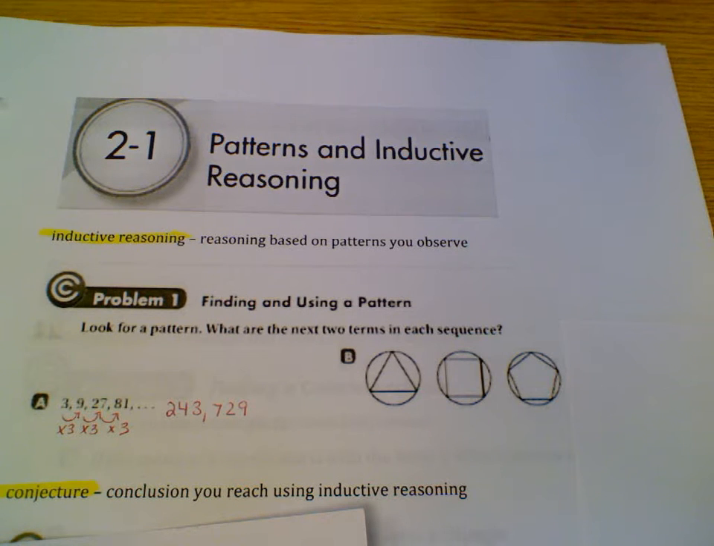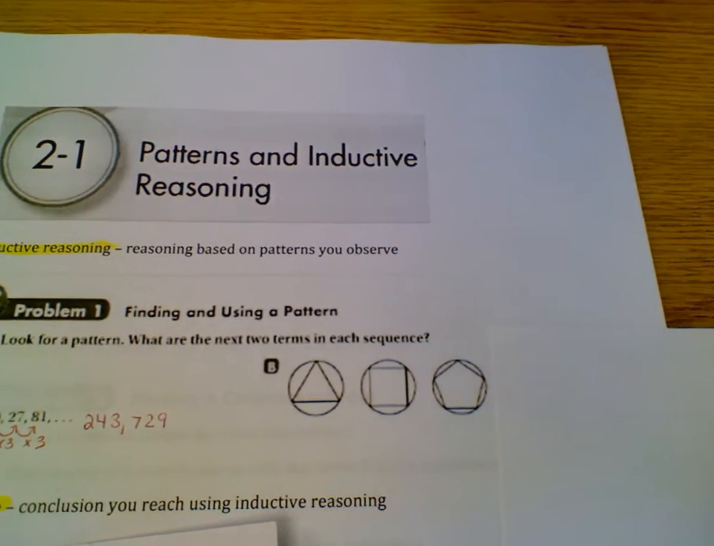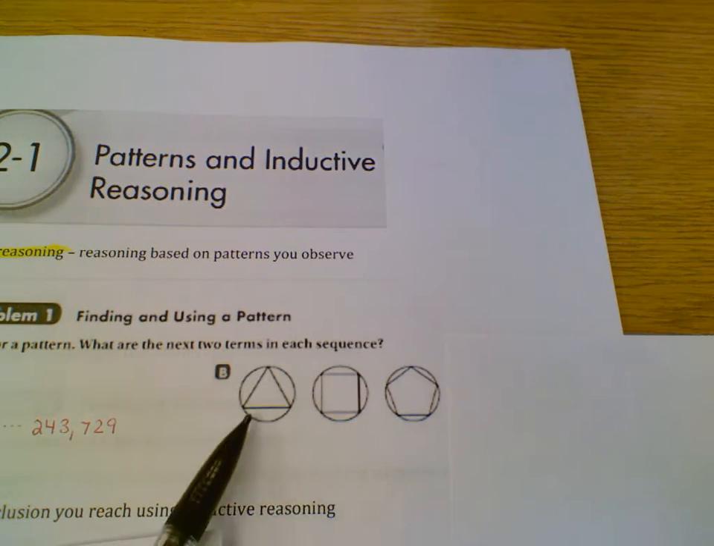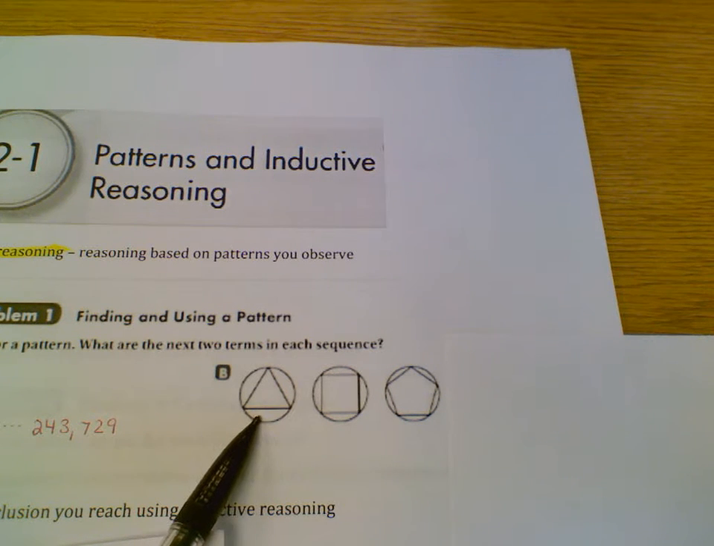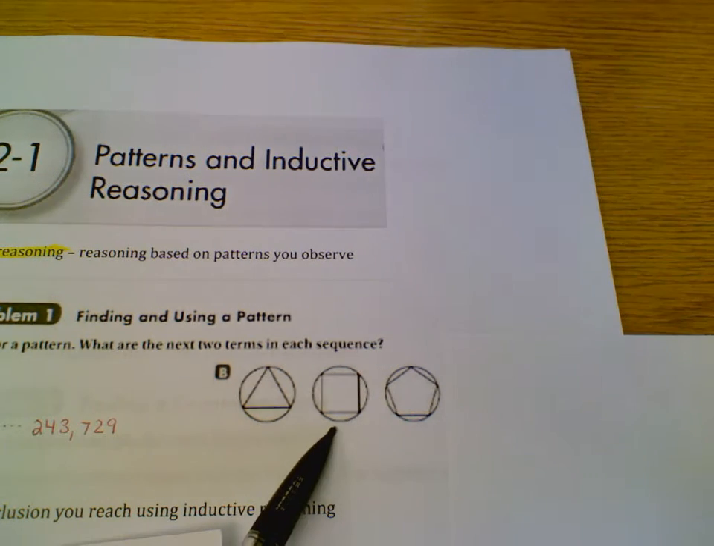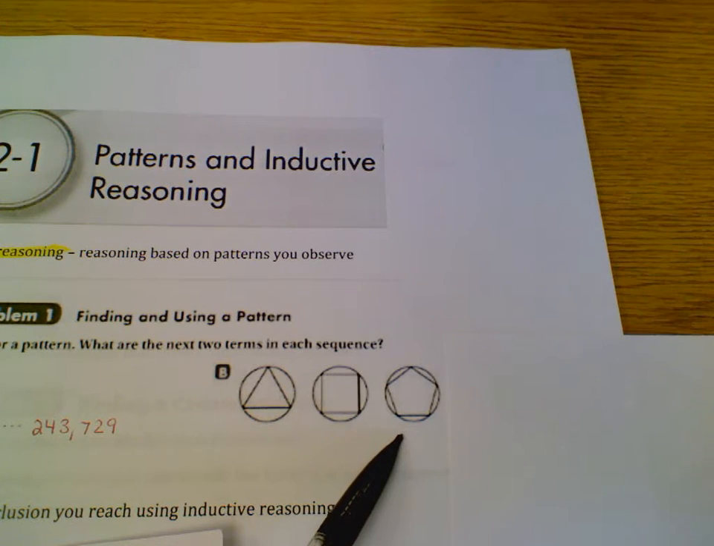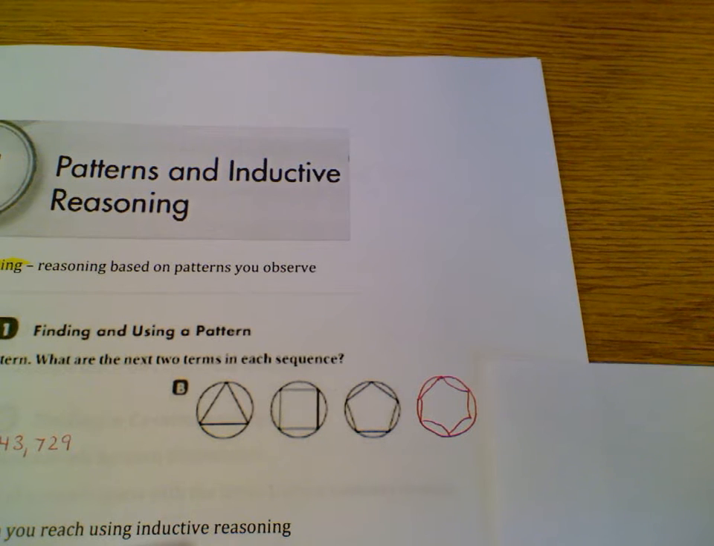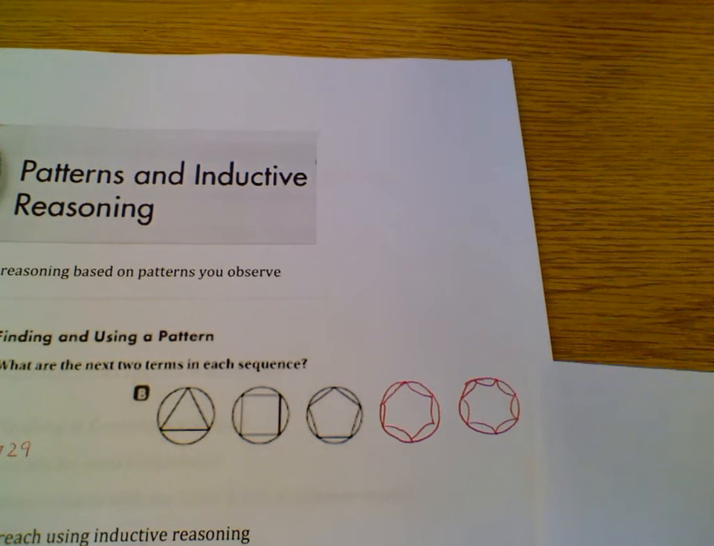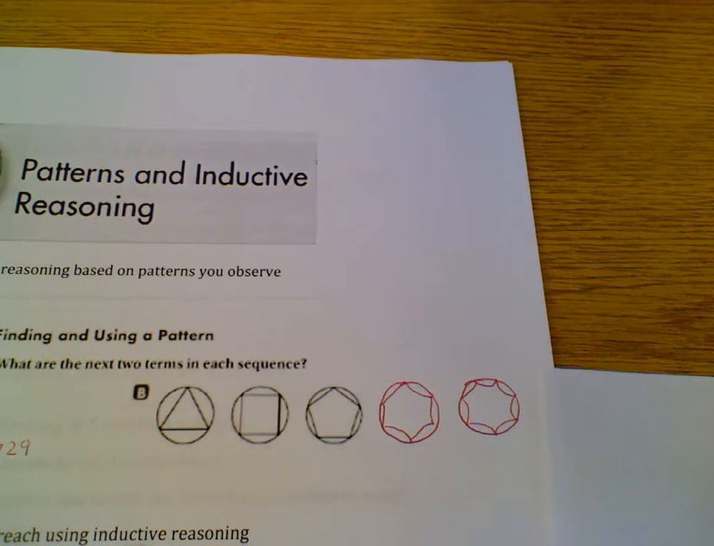Pause the video and try the next one. On the next one, you have a circle on each one, and then I have a figure on the inside of the circle. The first one has a 3-sided figure, the second one has a 4-sided figure, the third one has a 5-sided figure, so that means the next one needs to be a 6-sided figure, and then the last one needs to be a 7-sided figure. So you do your best in just drawing them. It doesn't have to be perfect.